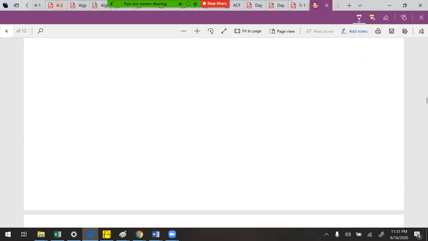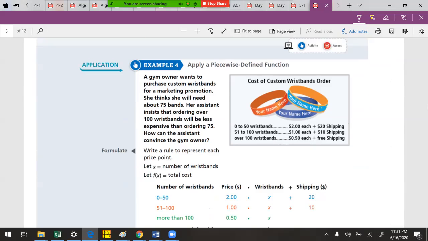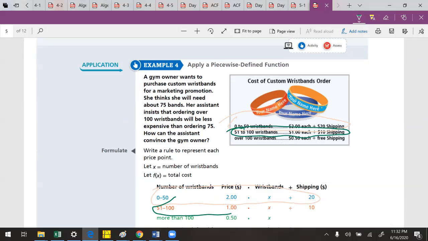Very important. Example 4, this one's my favorite, because this one here, you have to make 3 different equations. Notice from 0 to 50 wristbands is this equation. But then from 51 to 100, let me actually use a different color for this. From 51 to 100, you're using this equation. And if you're spending more than 100, you actually get a better discount.